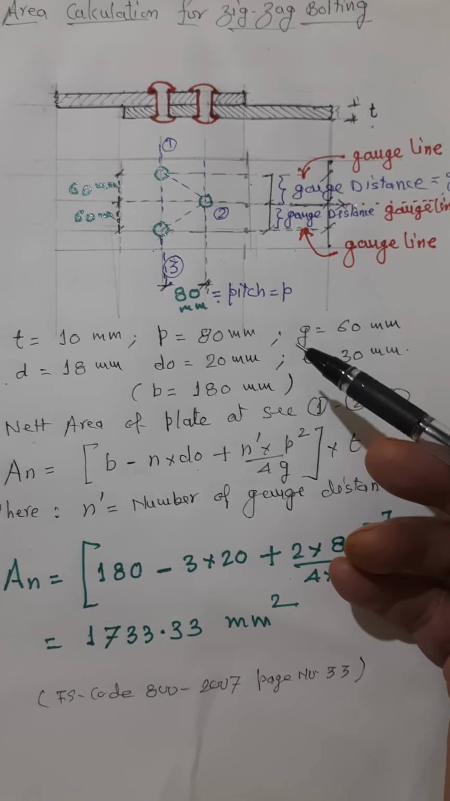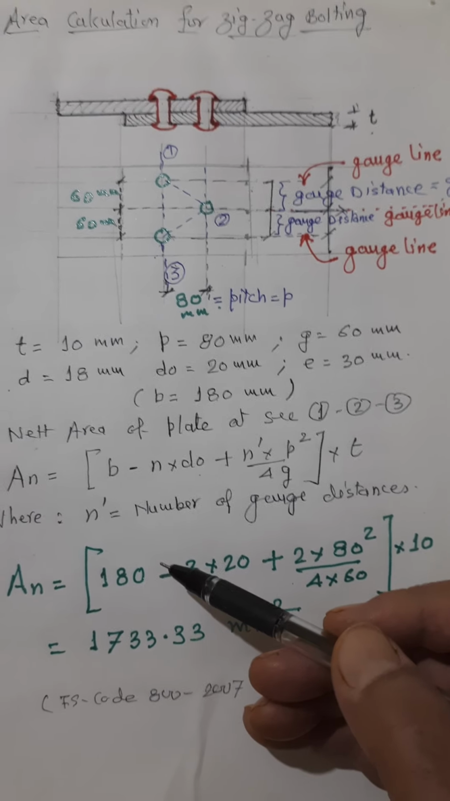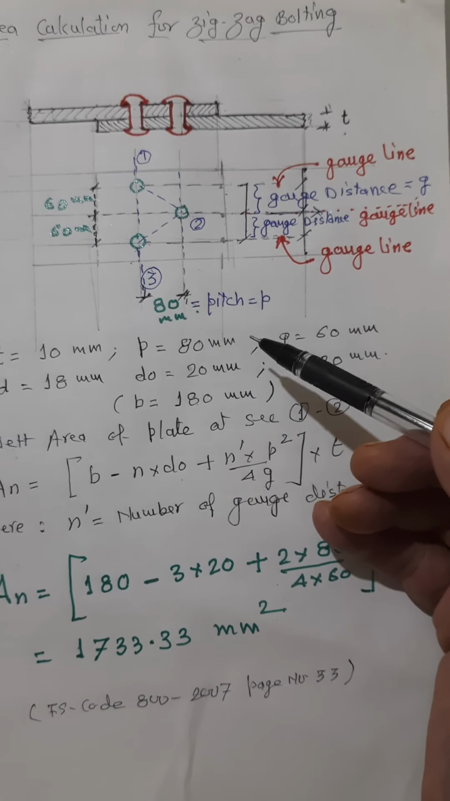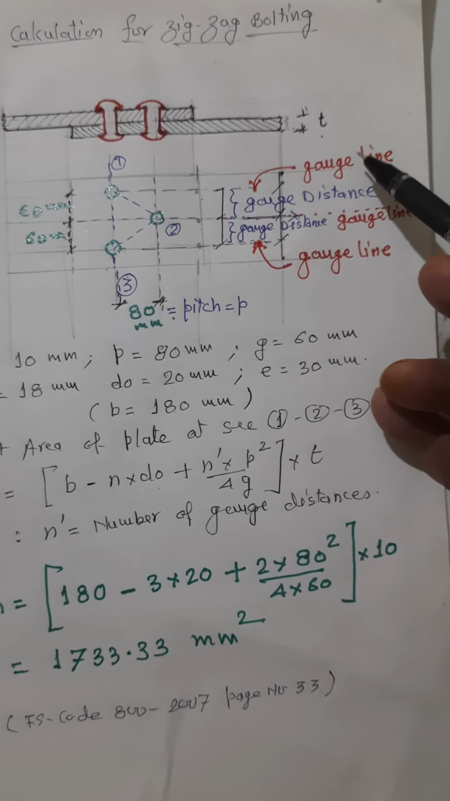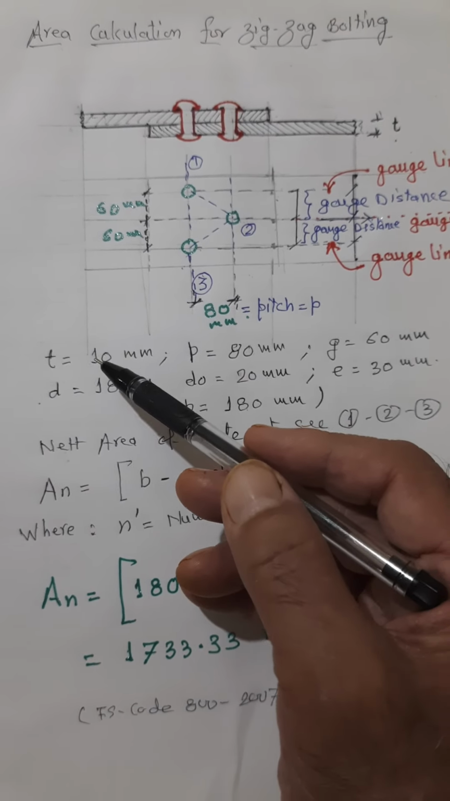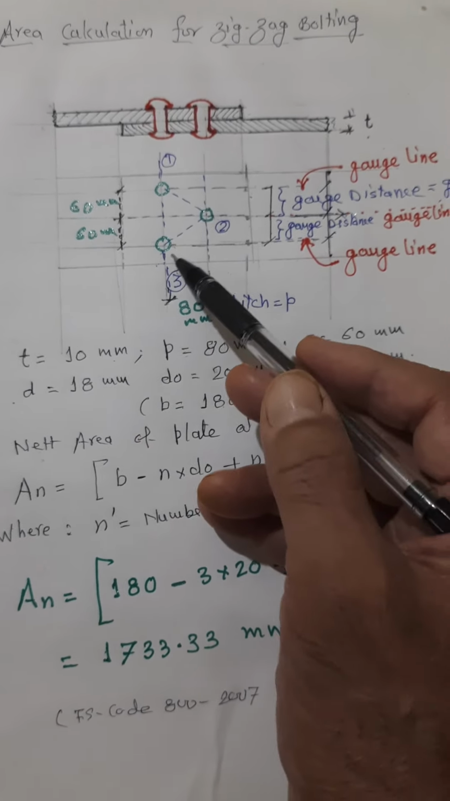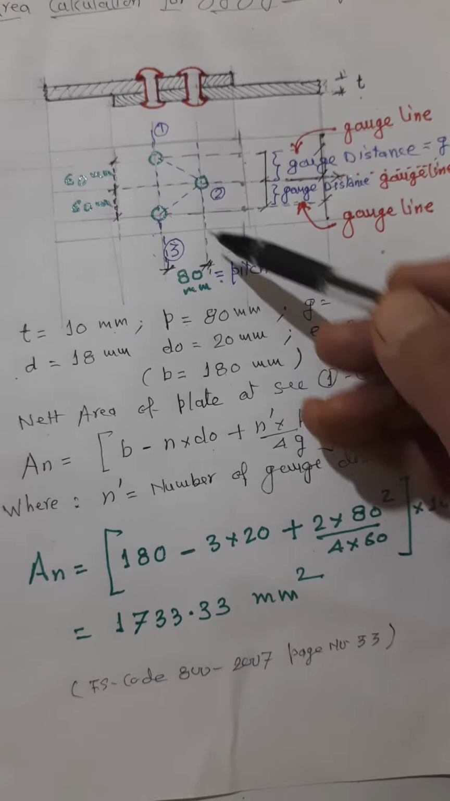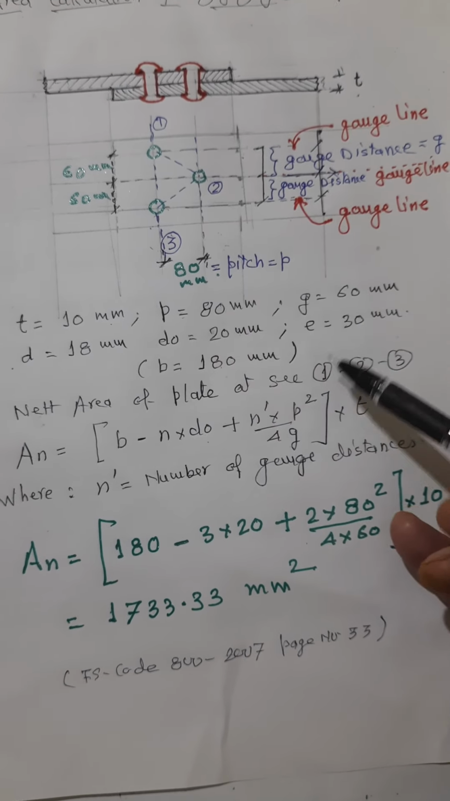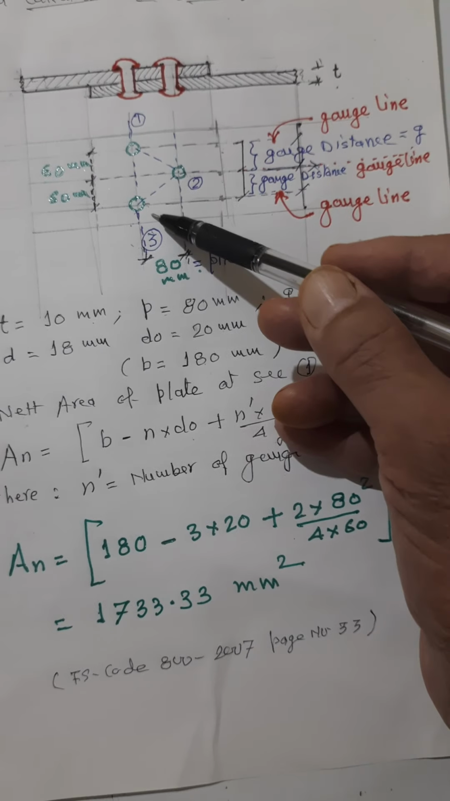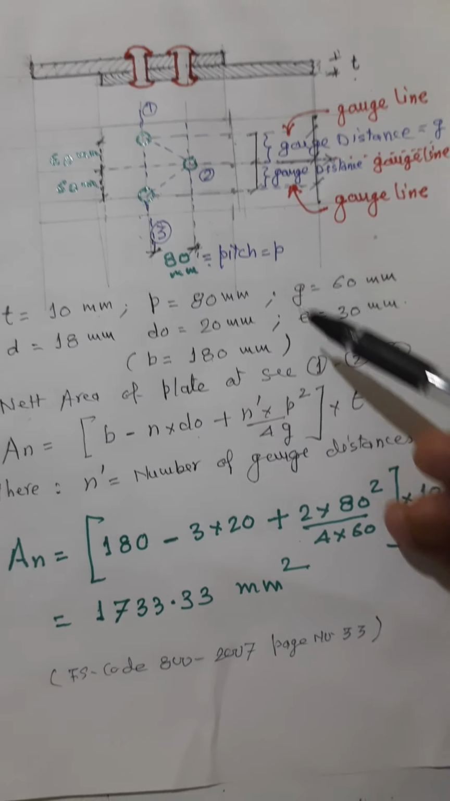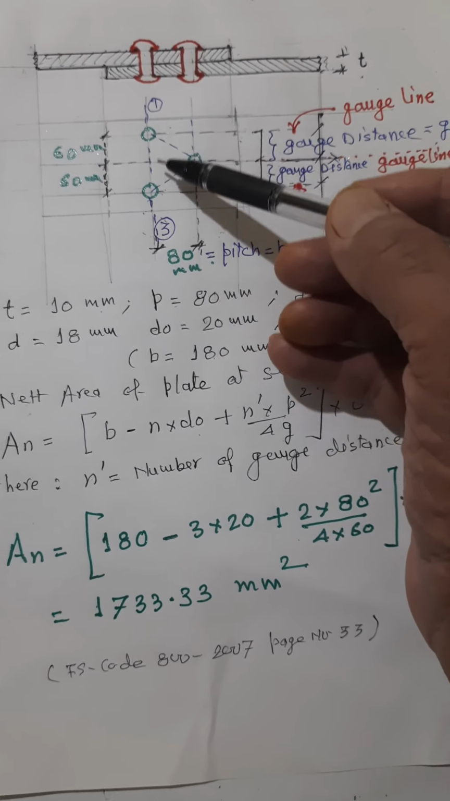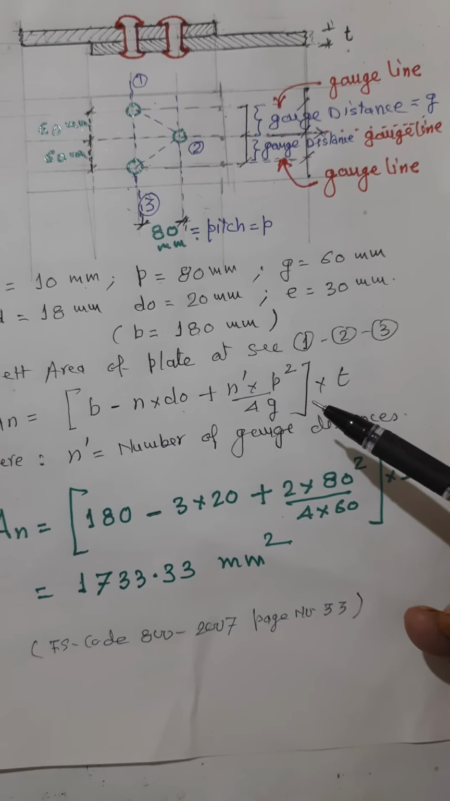First of all, let us calculate the net area of the plate by considering the various parameters. Thickness of the plate is taken as 10 mm. I already mentioned over here, thickness of plate as 10 mm. Pitch, which we can call as 80 mm. Then the gauge distance, which we can call as 60 mm. Edge distance, that is e, is taken as 30. So the total width of the plate will be 60 plus 60 plus 30 plus 30, which comes to 180.